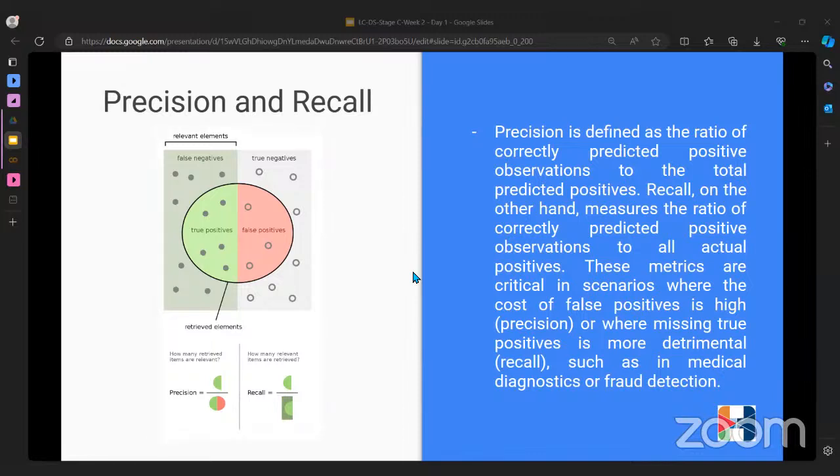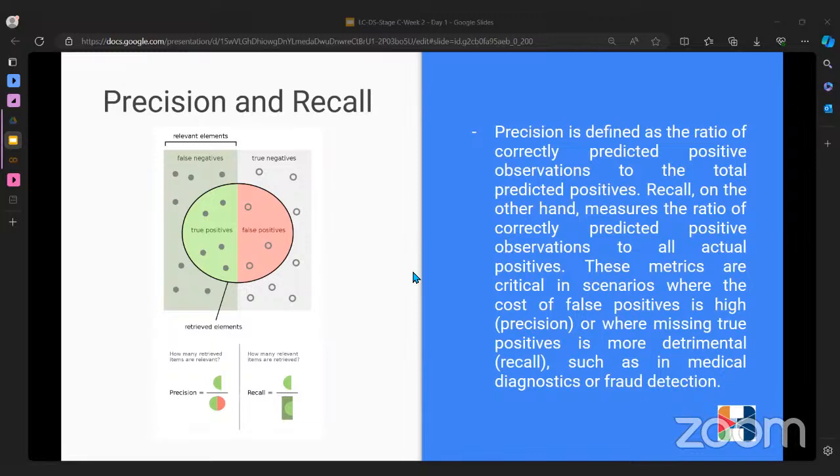So when can you prioritize precision or recall? The importance of precision versus recall varies by application. In medical diagnostics, for example, high recall might be prioritized to ensure all potential cases of a disease are identified.